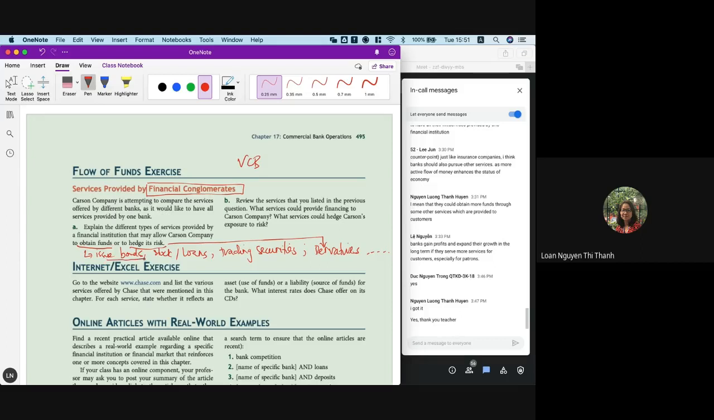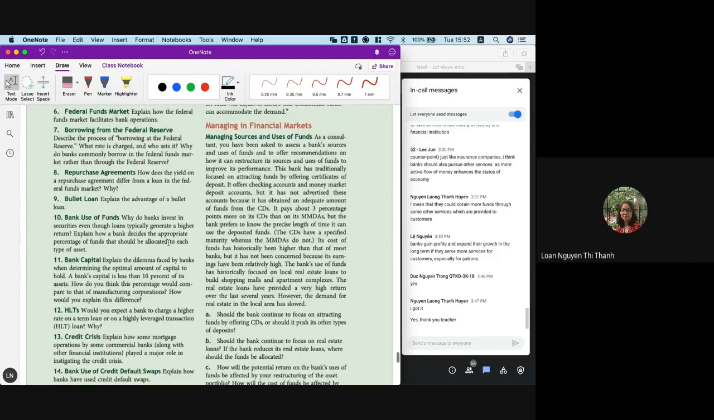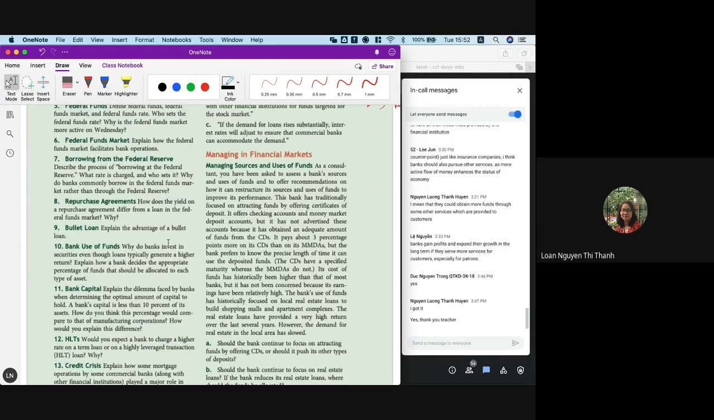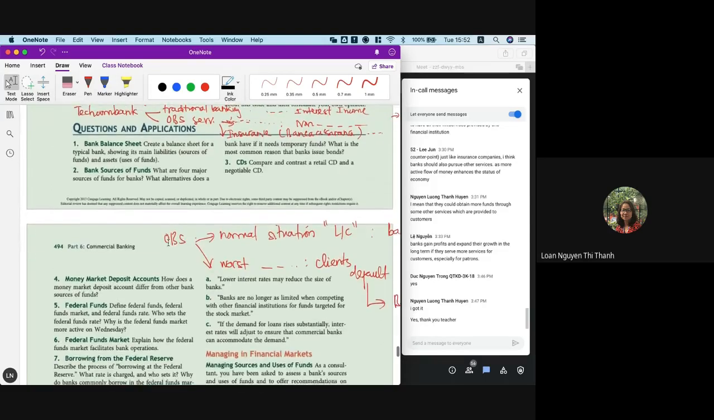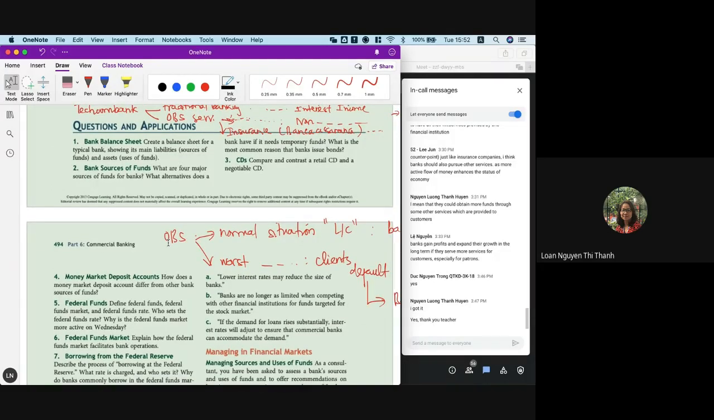Obtain funds by issuing bonds, stock, and loans to the bank, to the conglomerate, or use the services of the underwriting facility. So underwriting and loan services for raising funds, and derivatives to hedge the risk. Okay, flows of fund. I think it's enough for chapter number 17.